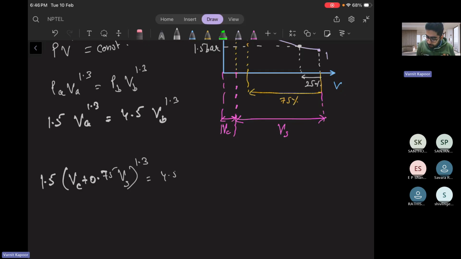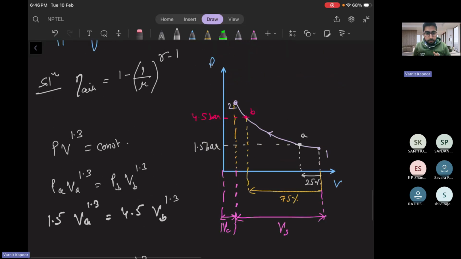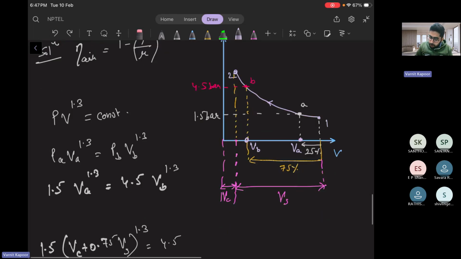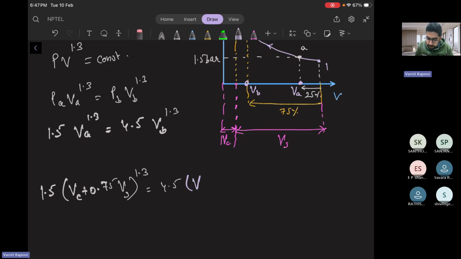Similarly, what will be volume at B? Let me write these points here. This is volume at A and this is volume at B. At B, the process has completed 75% of the stroke. So from 100, 75 is completed and the remaining is 25%. So the remaining volume is 0.25 times the swept volume plus the clearance. Volume at B will be Vclearance plus 0.25 of Vswept, to the power of 1.3.